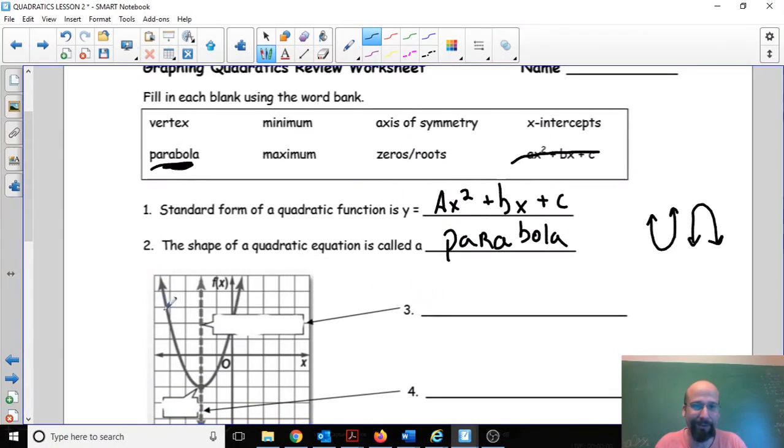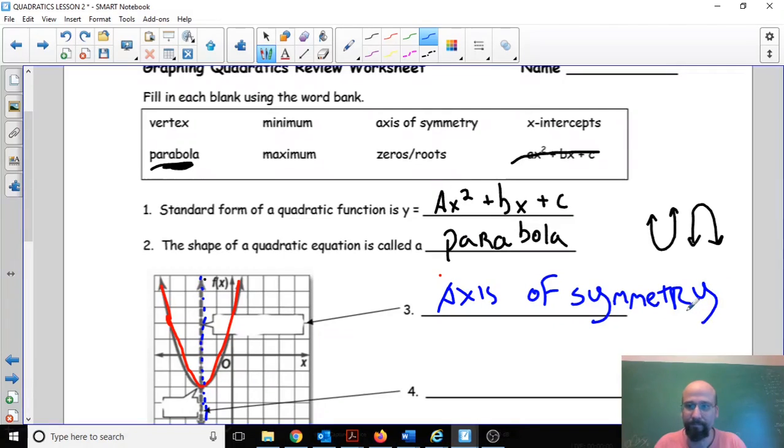So, number 3, you have a quadratic here. Right. So this is your quadratic, and a line that cuts it in half, that cuts it in the middle. This line is called the axis of symmetry. That's this one here, axis of symmetry. So again, the line that cuts it in the middle is called the axis of symmetry.